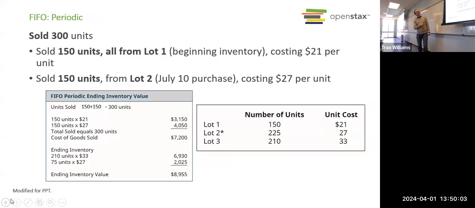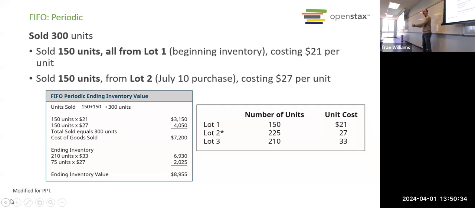Let's look at the FIFO example. Here we also sold 300 units. But with FIFO, it doesn't matter which lots they came out of, right? Because remember, we're doing periodic inventory so far. We'll get to perpetual later. They're both a little complicated, they're just different. So that'll come later, but right now we're doing periodic.